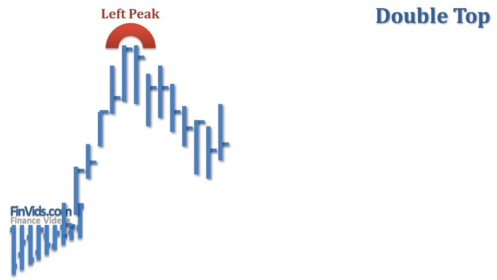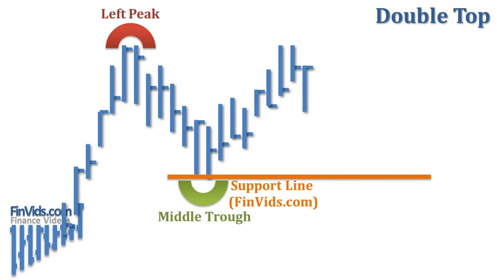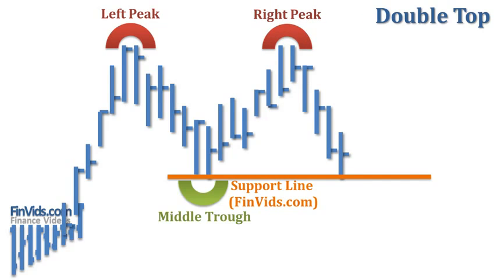The double top occurs after a prior uptrend. Prices then retrace downward. This creates the left peak. Once prices bottom and start heading higher, this creates what's referred to as the middle trough. This also establishes the support line. After prices rise and then fall again, this creates the right peak. When prices break below the support line, a sell signal is triggered.